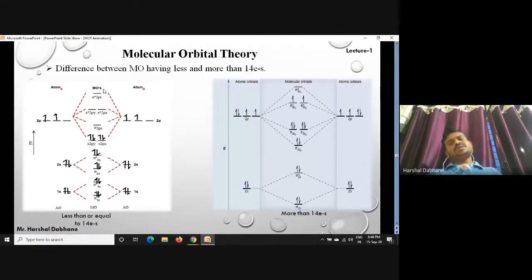So see what happened. These are the p orbitals, px, py, and pz. The px orbital is dumbbell shaped, and they overlap through the internuclear axis, so they form a sigma bond. When plus and plus signs interact, we get sigma 2px. If plus and minus interact on the internuclear axis, we get the sigma star 2px orbital.